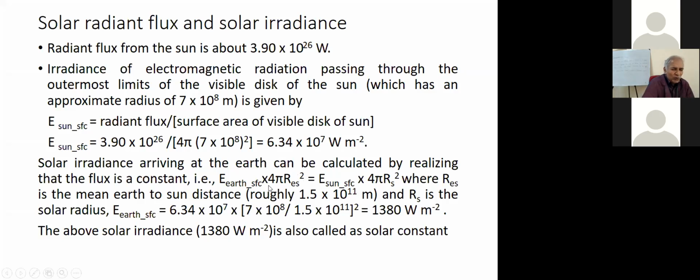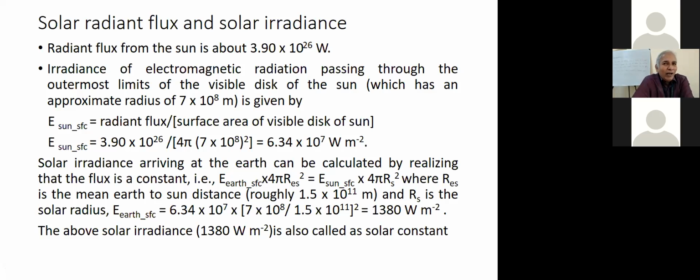So basically now the distance between the sun and the Earth comes into the picture, as far as this distance RES is concerned, and that is 1.5 into 10 to the power of 11 meters. I know this is nothing but 3.9 into 10 to the power of 26. I know RES is 1.5 into 10 to the power of 11 meters. So I can easily find out the solar irradiance received at the top of the atmosphere. That has a value of 1380 watts per meter squared, and that is a very important parameter, which we call the solar constant.